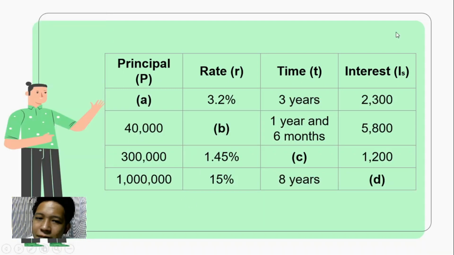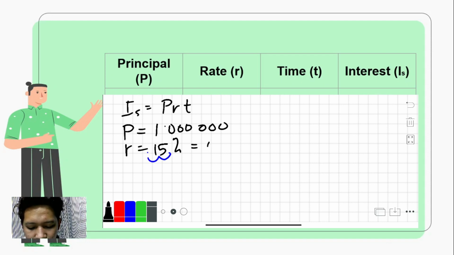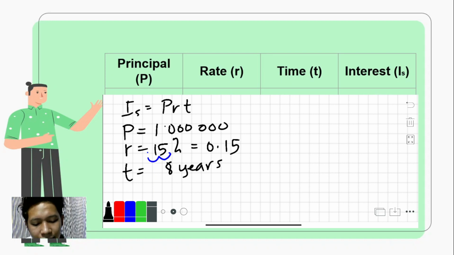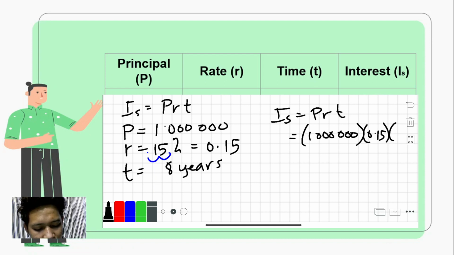Okay po? And for the last problem, madali lang po, dahil ang nawawala lang po naman ay yung interest. So, kung nawawala yung interest, we just need to have I sub S equals PRT. Okay po? So, the principal is, sabi sa problem natin, 1 million. And then, we have the rate which is 15%, to which kapag kinonvert natin siya into decimal, we move the decimal point 2 decimal places to the left, we have 1, 2. Ibig sabihin, yung ating rate would be 0.15. And then we have the time which is 8 years.